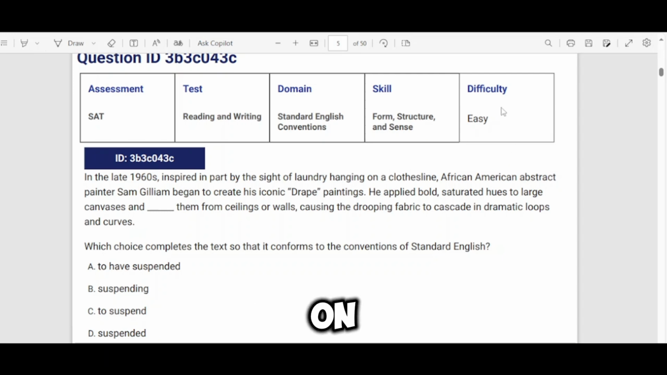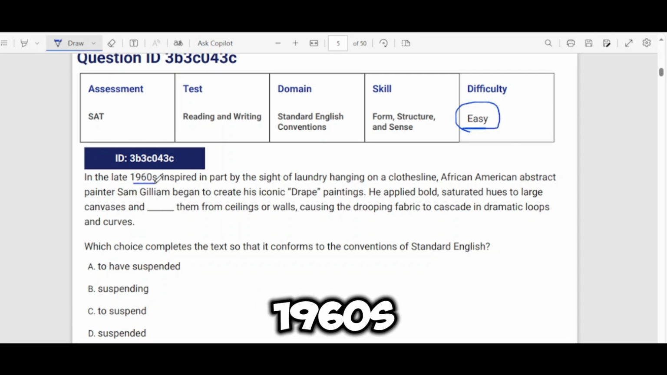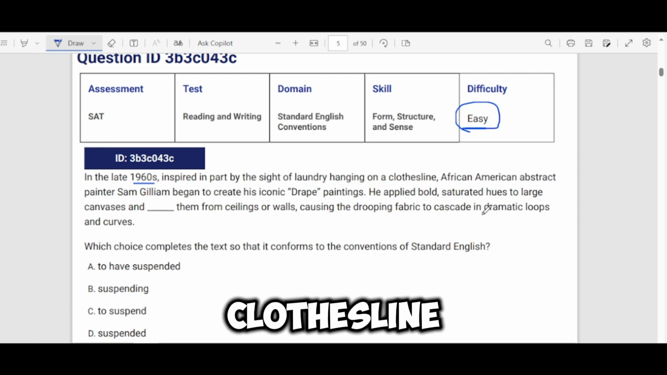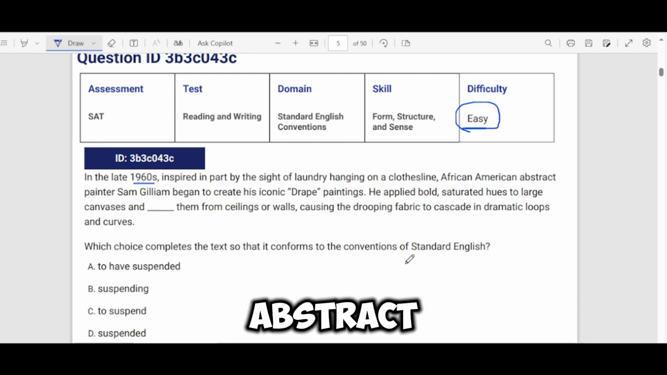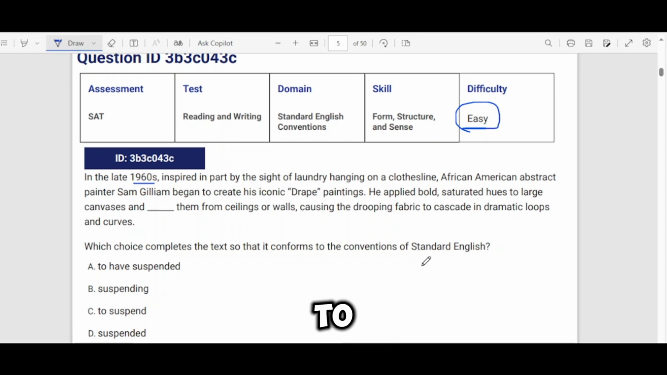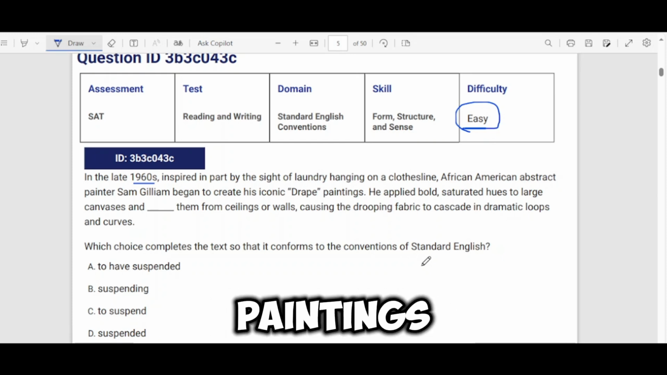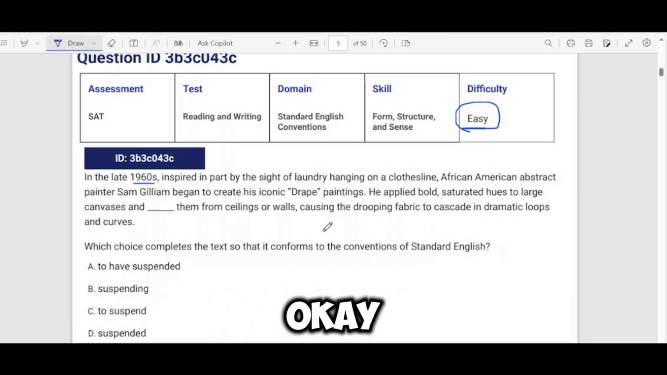Alright, so moving on to the first example, which is the easier one. In the late 1960s, inspired in part by the sight of laundry hanging on a clothesline, African American abstract painter Sam Gilliam began to create his iconic drape paintings. He applied bold saturated hues. Alright, so this is a clue. They already told us that he applied. The -ed stands for past tense, so this is a past tense sentence.